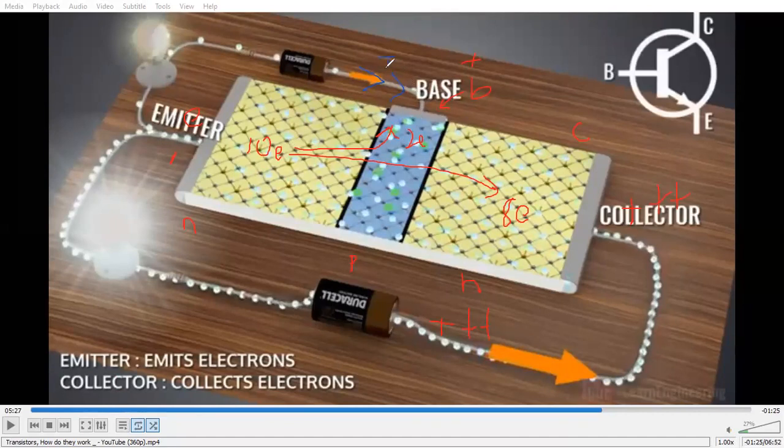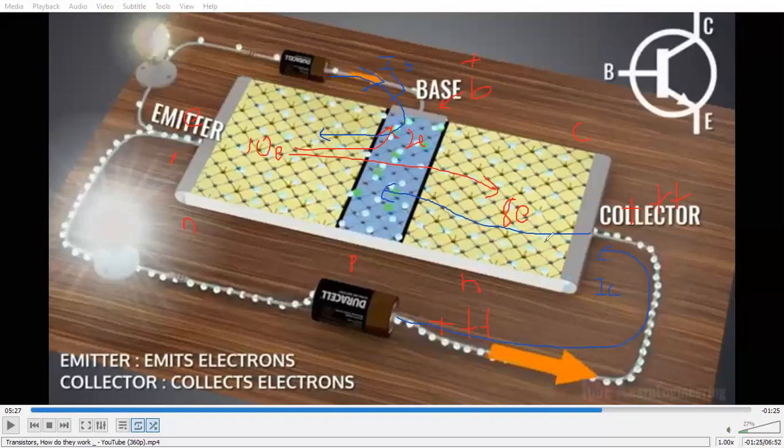This one we call the base current, or IB. And this one will be your collector current, or IC. Out of 10 electrons, 2 electrons go here, 8 electrons go here. The flow of electron is in this manner, but current will flow in the opposite direction. So this one is your collector current.